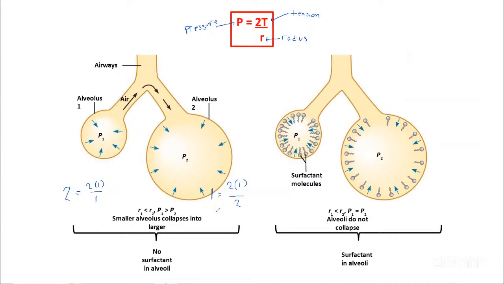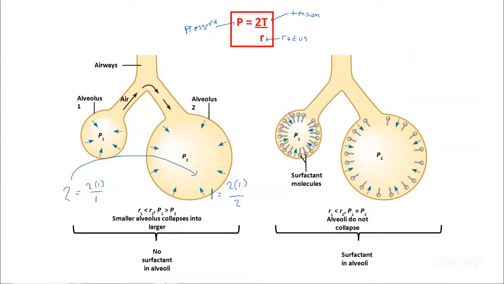So if this was what was actually happening in your body, the air will go from the small alveolus with high pressure to the big alveolus with low pressure. We don't want that to happen because that means all your small alveoli are going to start collapsing. You're not going to have as much surface area for gas exchange. That's no good. Okay. So what we can do is change up how much surfactant we have.